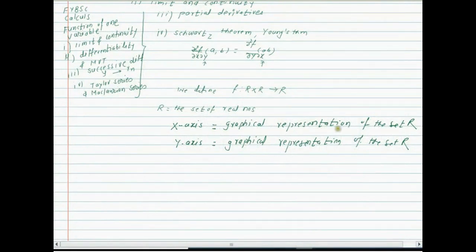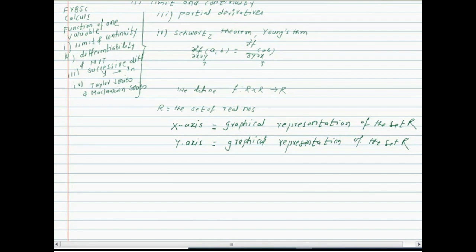So the x-axis is the graphical representation of R, and between any two real numbers, there are an infinite number of real numbers. An infinite number of points means an infinite number of real numbers. Take any two real numbers and we will find that there are an infinite number of points, that means an infinite number of real numbers between those two.